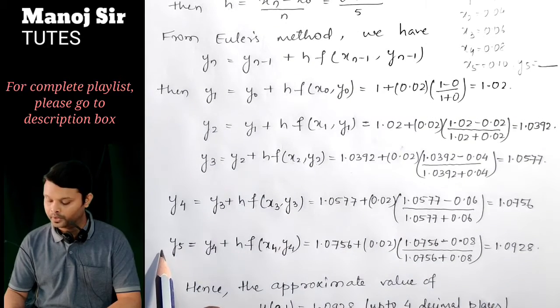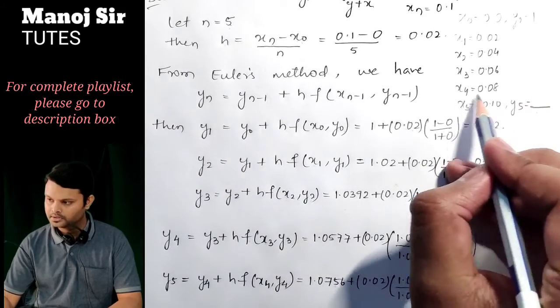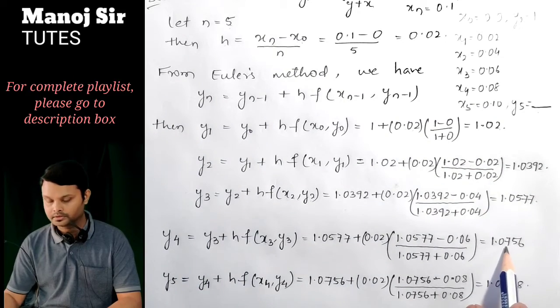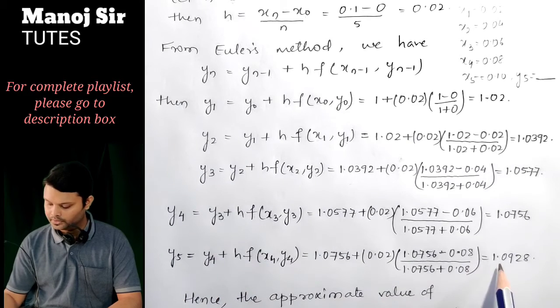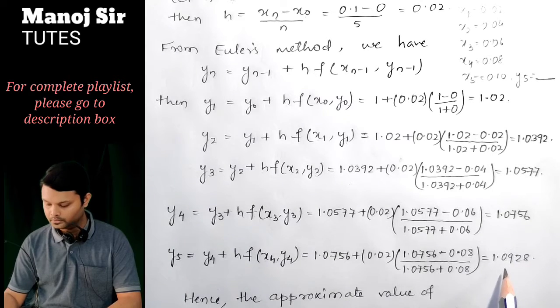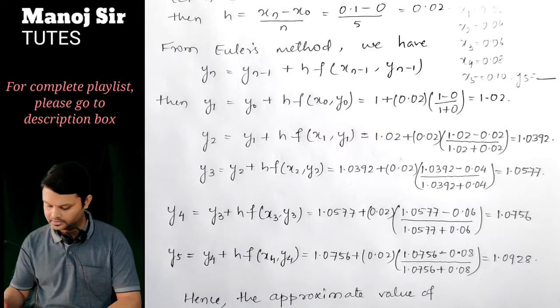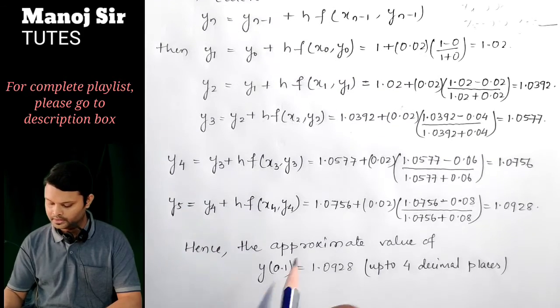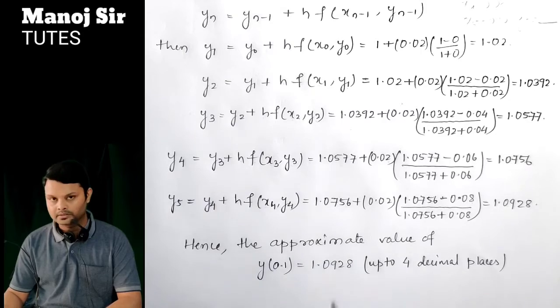Again we need to find y5, which equals y4 plus h into f of x4 comma y4. What is x4 here? That is 0.08. And what is y4? That is 1.0756. Simply use these values to find y5. You will get y5 equals 1.0928. Okay, so this is the approximate value of y when x equals 0.1, correct to 4 decimal places. Hence we can say that the approximate value of y at x equal to 0.1 is 1.0928 up to 4 decimal places.